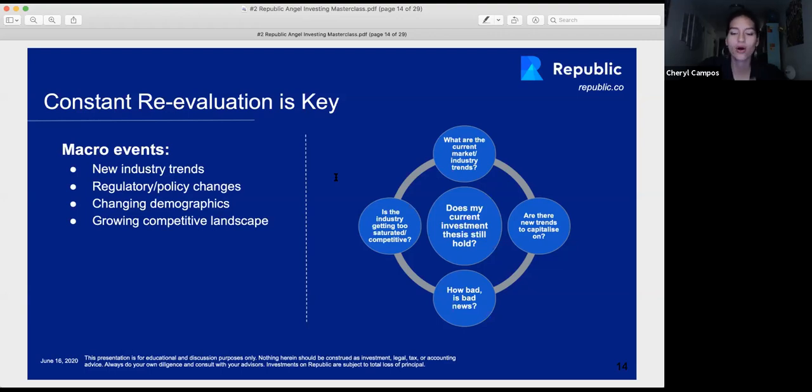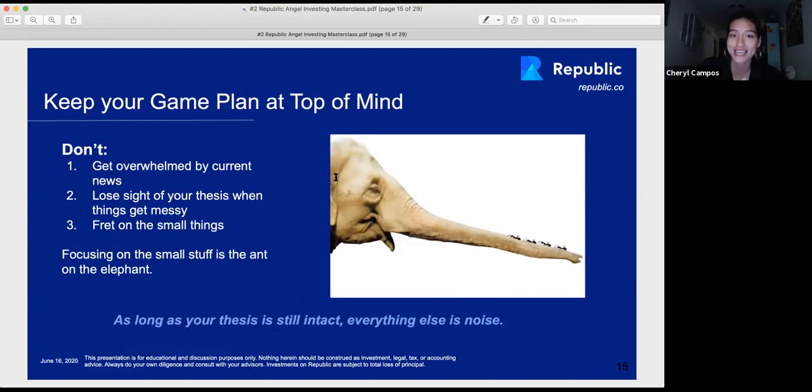So always take in mind what's happening, but at the same time, what's really key is to keep your game plan at top of mind. So don't sweat the small things. Don't get overwhelmed by the current news. Don't lose sight of your thesis when things get messy. Don't fret on the small things, as I mentioned. Really, as long as your thesis is still intact fundamentally, everything else is noise. And that's what really separates the good investors from the great investors, is that they have their eye on the prize, and they know that their investment thesis is their North Star.